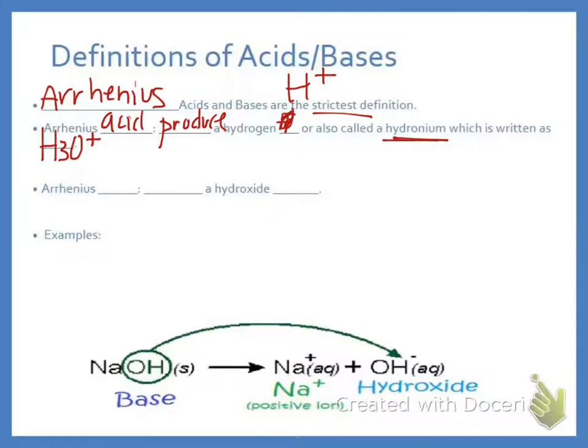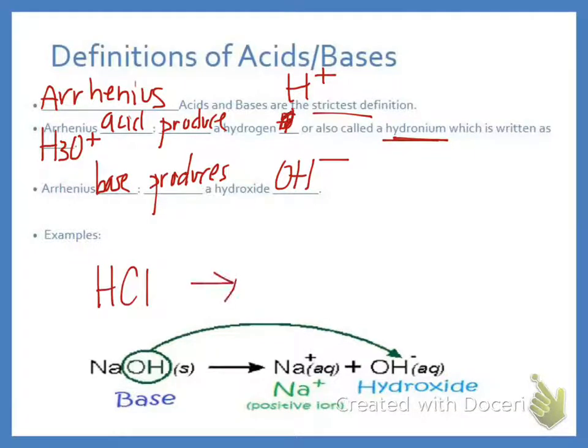Arrhenius base produces a hydroxide. So I've given you an example of the way it breaks down. Sodium hydroxide would break down to sodium plus hydroxide. So since it produces a hydroxide, it would be a base. If I had, say, HCl, and it breaks down, I would get H plus and Cl minus. So because this is producing hydrogen, it's an acid.